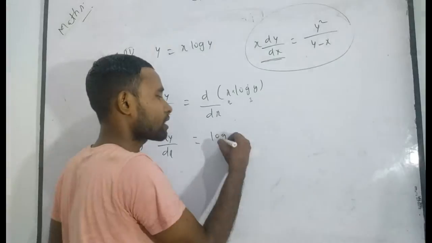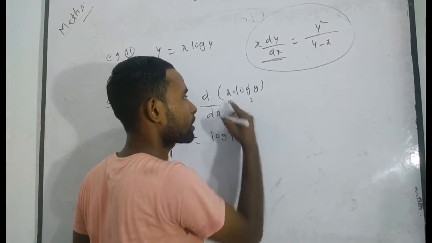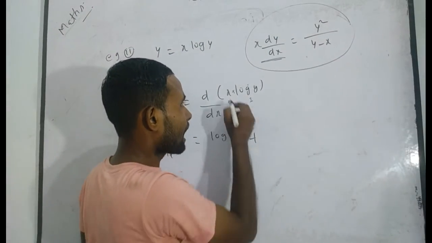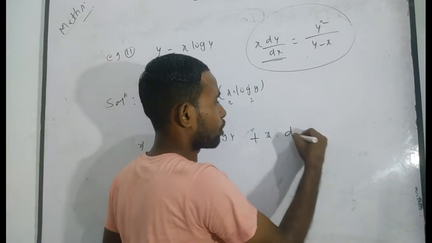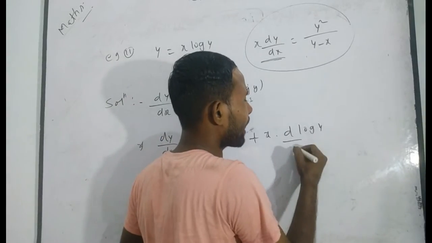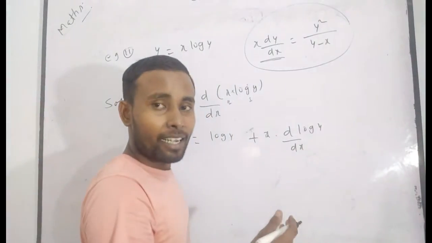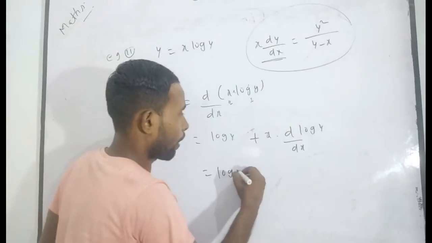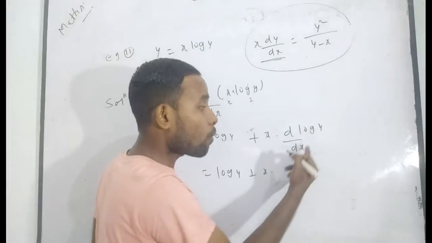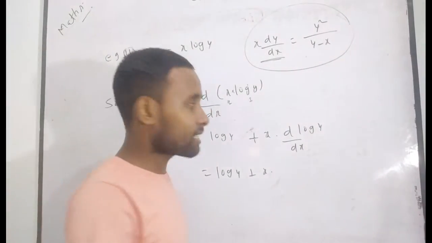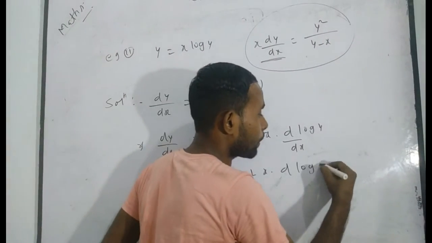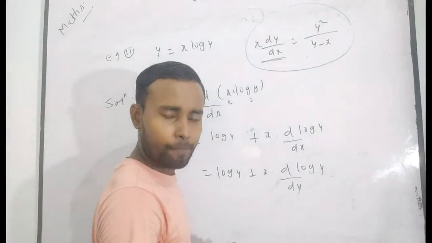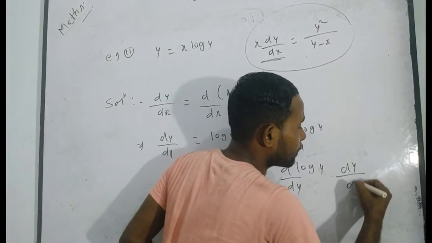Log y, you have to take the outer side and differentiate the derivative of x with respect to x, which will be 1. So 1 here, plus. Now you have to take x on the outer side and differentiate log y with respect to x. But here, log y plus x into log y cannot be differentiated directly with respect to x. That's why I have to differentiate log y with respect to y first. Again, you have to differentiate y with respect to x.